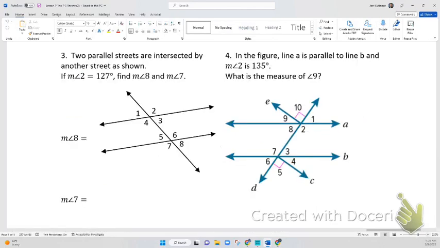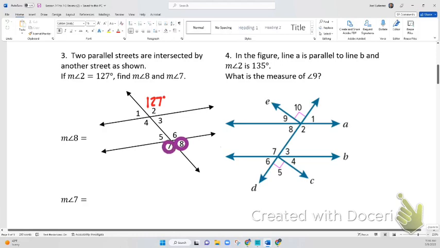All right, so for number 3, it says 2 parallel streets are intersected by another street. Just remember that is called a transversal. They're telling you that the measure of 2 is... All right, sorry about that, guys. The bell rang, so it kind of distracted me. So they're telling us that the measure of 2 is 127 degrees. So where angle 2 is, I'm going to put 127. And then they want us to find the measurement of angle 8 and 7. So 8 is here, 7 is right next to it. You'll notice it's all the way on the other side.